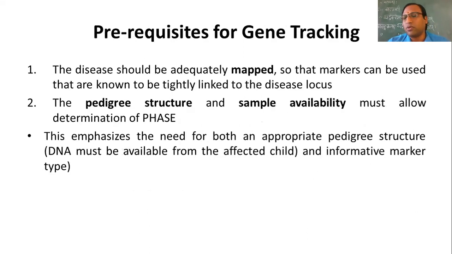So the prerequisites for gene tracking: the disease should be adequately mapped. They have to identify thoroughly whether the disease is there or not, so that markers known to be tightly linked to the disease loci can be used. If the disease loci is there, nearby genes are there, so they have to identify or consider them as markers, and they have to be mapped, analyzed and screened properly.